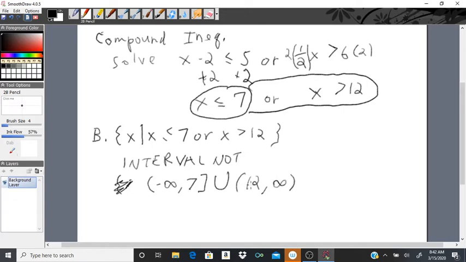Why do I put a parenthesis by the 12? Because it does not say equal here. If it doesn't say equal, then that means 12 is not included. It's everything greater than 12. So this is incredibly important, interval notation.